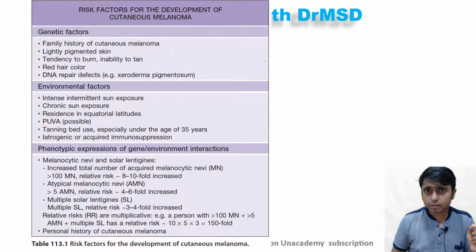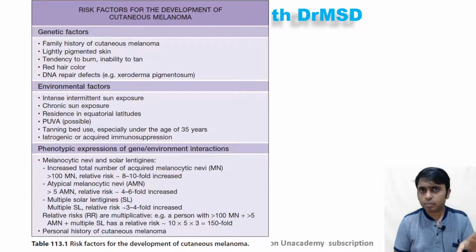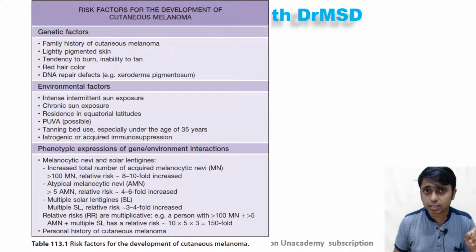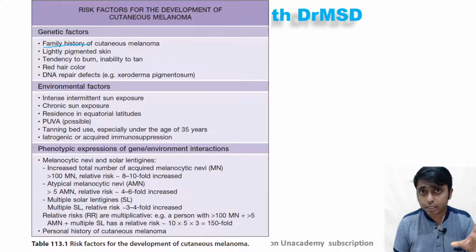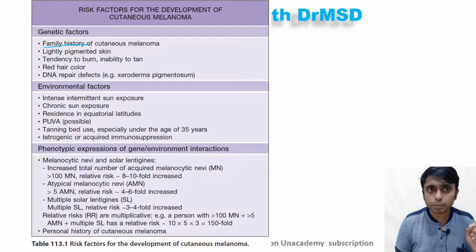Okay, so this is from the textbook of Bologna Dermatology. Here you can see there are a few genetic, environmental and host factors which are going to act as risk factors for malignant melanoma, and among which you can see family history are the ones which I am going to highlight as the important ones to be remembered. Family history, tendency to burn, that is sunburns, and inability to tan, these are important risk factors.